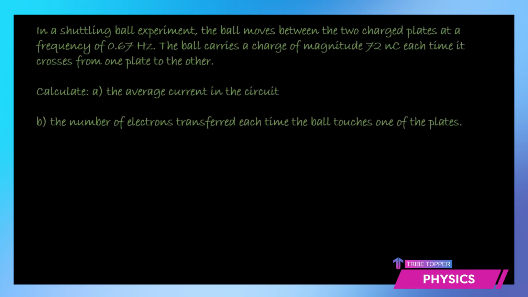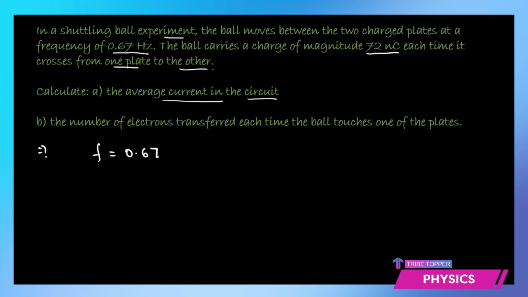That's a huge amount of electrons. So let's discuss a question based on these formulae. In a shuttling ball experiment, the ball moves between the two charged plates at a frequency of 0.67 Hz. The ball carries a charge of 72 nanocoulombs each time it crosses from one plate to the other plate. Part A: calculate the average current in the circuit. Now we have the frequency of shuttling of the ball given, which is 0.67 Hz.